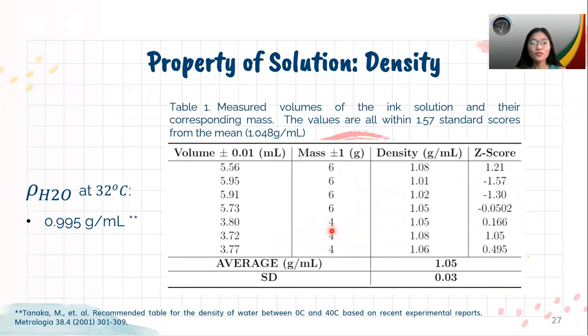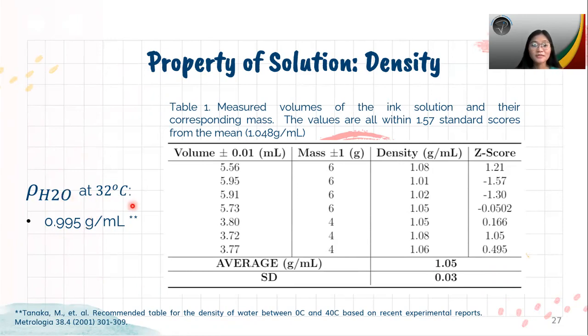To reiterate, we need the properties of the solution to get the impact speed. Now, the average density of the ink solution was determined to be 1.05 grams per ml. Now, this is 5.53% away from the density of water at 32 degrees Celsius.